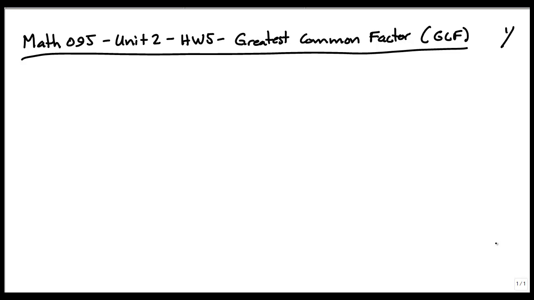In Unit 2, Homework 5, we're going to be looking at the greatest common factor, which is usually abbreviated GCF. When we start talking about greatest common factor, we really should address also the idea of what a factor is. So let's go ahead and look at an expression, let's say like 4x plus 12.